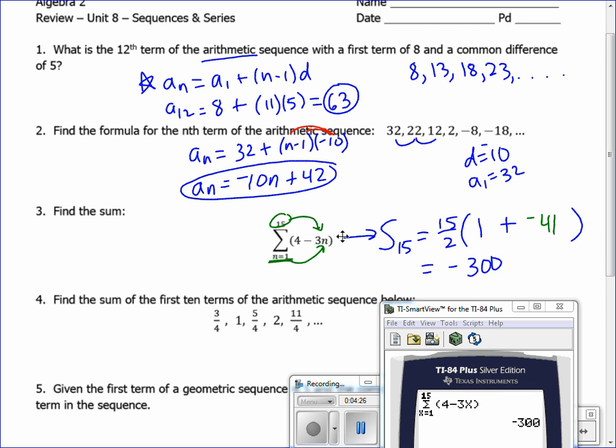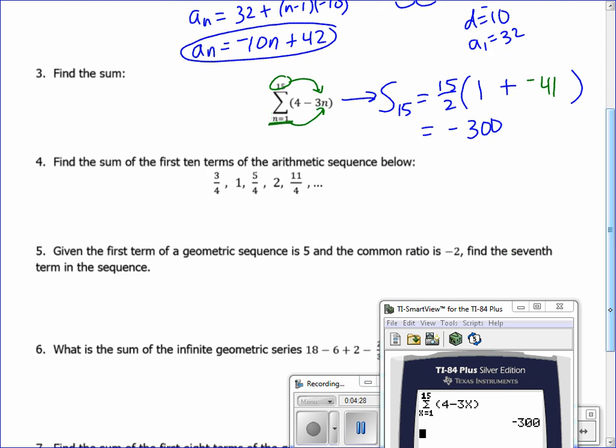All right, number 4. Number 4 says find the sum of the first 10 terms of this sequence right here. First of all, I need you to do this. Made a little mistake here. Cross off these last 2. They do not follow the correct pattern. All right, so we want the sum of the first 10 terms.